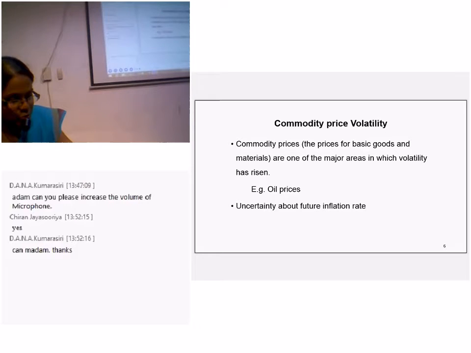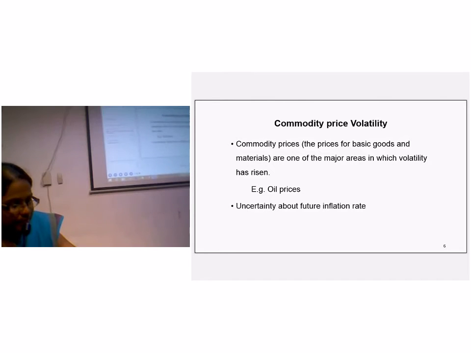So I need your contribution, okay? Now, what do you mean by inflation? I can get the answers from the students who have physically participated, but I would like to get the contribution from the students who have joined online. Inflation means what? Inflation rate. Governments are concerned about this inflation rate. They try to reduce the inflation rate. What do you mean by inflation?